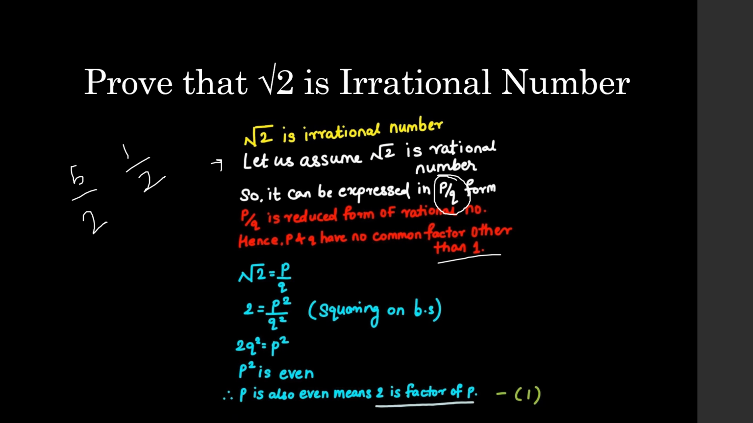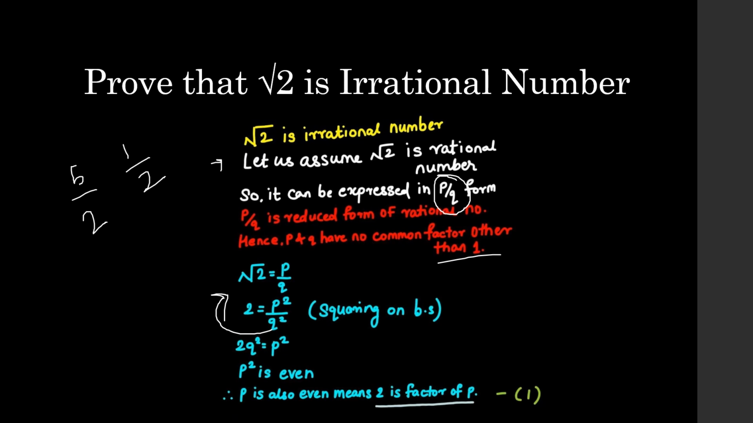So we can write root 2 is equal to p upon q, as we have assumed root 2 is a rational number. Squaring both sides, we get root 2 squared, that is 2, is equal to p square upon q square. Taking this q square to the left-hand side, we get 2q square is equal to p square.